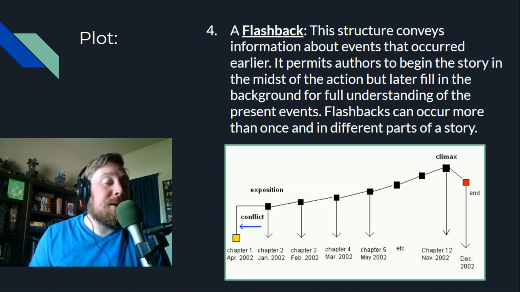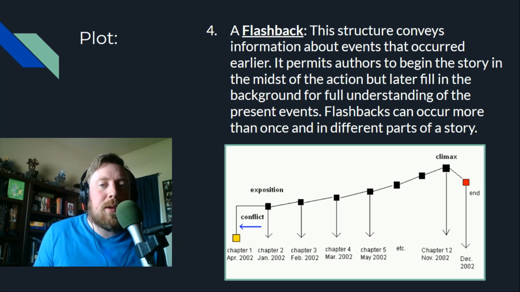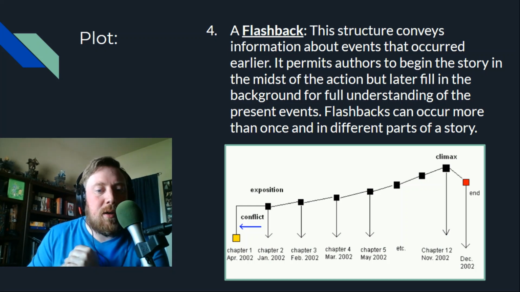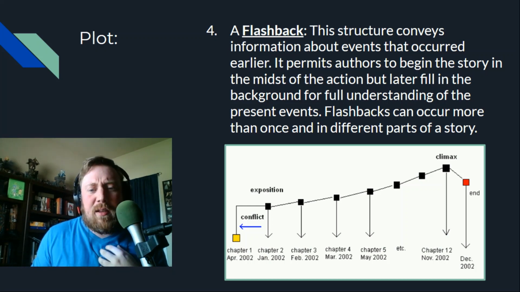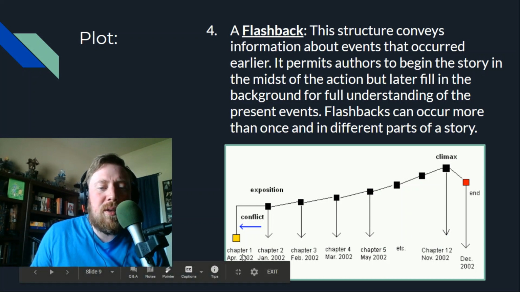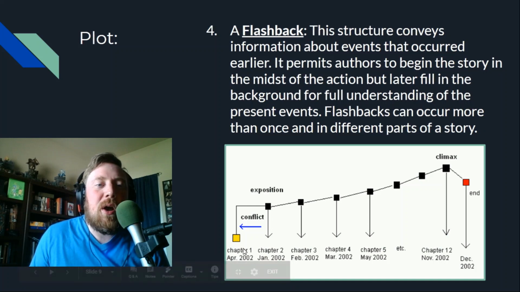And a flashback. I think you guys kind of recognize what a flashback is whenever you go back in time, right, and begin remembering something. So a flashback plot is this structure conveys information about events that occurred earlier, and it permits authors to begin the story in the middle of the action. So you're right in the middle of the conflict, right? Let's say that the conflict really comes to a head in April of 2002, right? And then you're right in the middle of the conflict, and you go, oh, well, let me tell you how I got here.